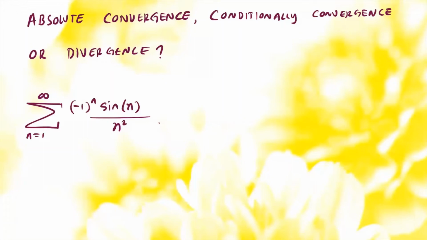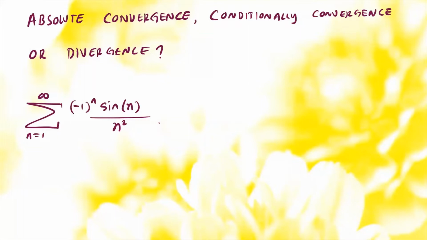All right, so here we have an example of a series, and we want to determine if it converges absolutely, conditionally, or if it diverges. So first thing you always want to do is to apply the absolute convergence test, because if it converges absolutely, then there's no need to test for conditional convergence. So let's go ahead and do that.